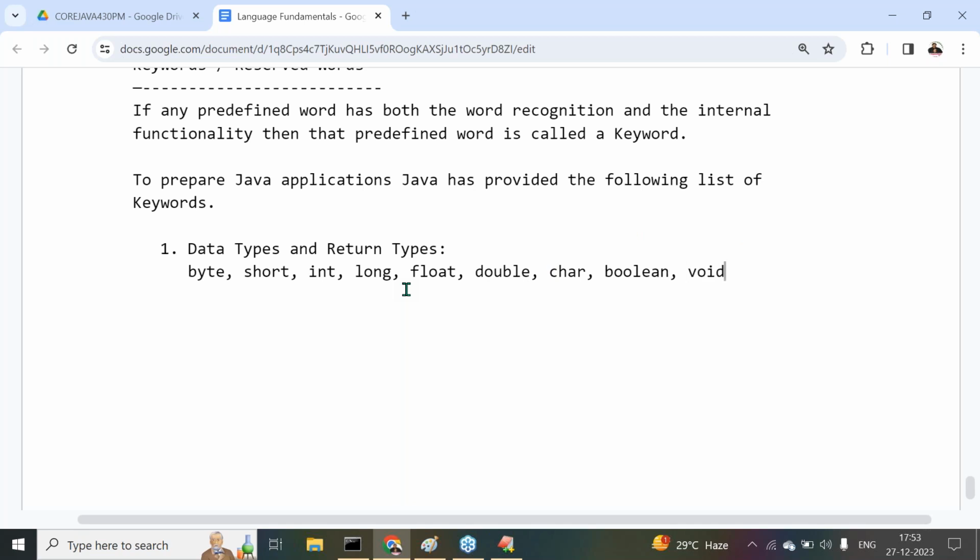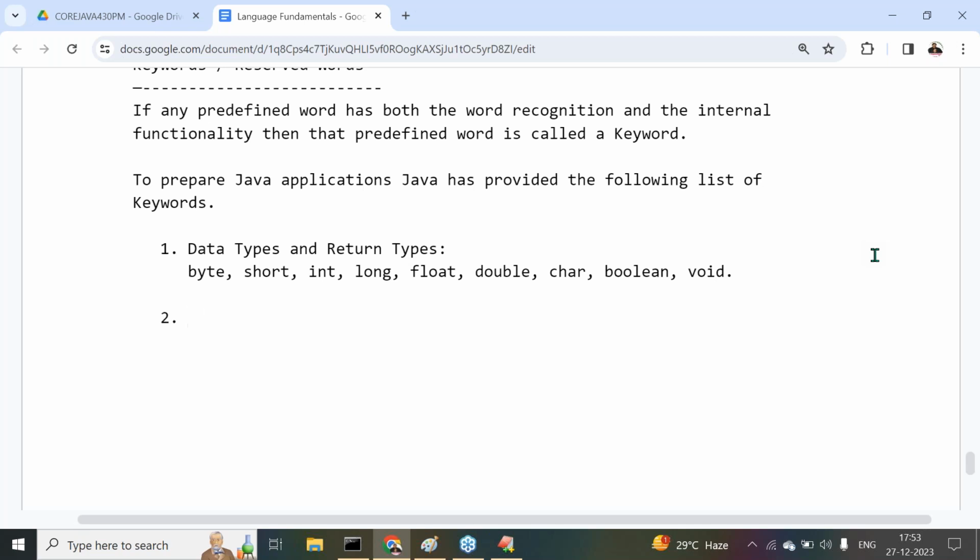Next one is void. Void is the return type. Void is not a data type, but all the remaining things are data types and return types. We can understand it now: byte, short, int, long, float, double, char, boolean, and void. These are both data types and return types. This is point number one.